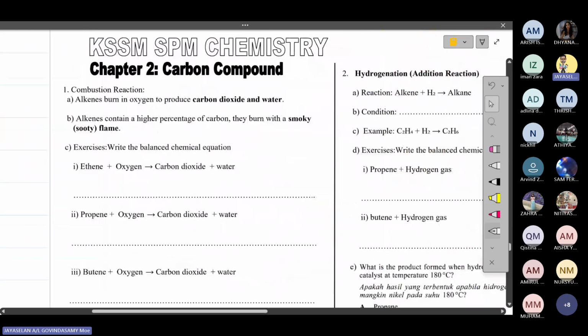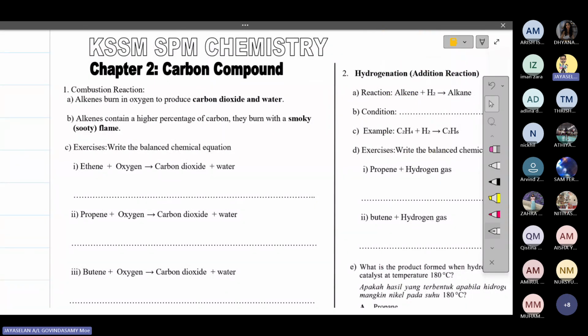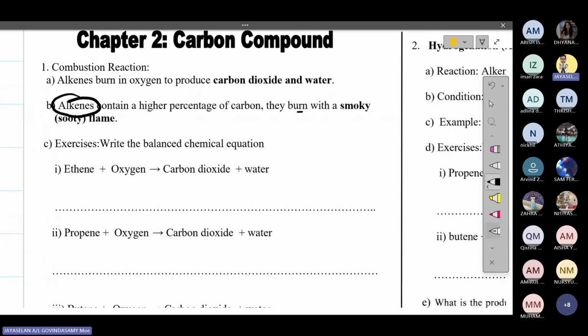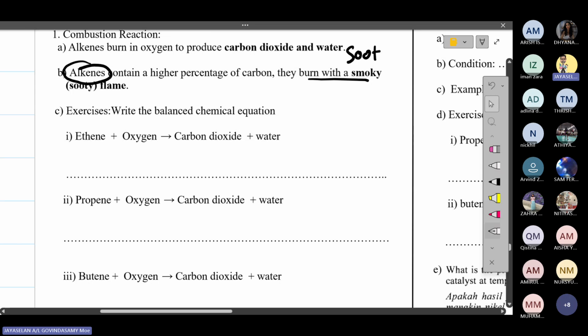Okay, now we go for the first reaction. Combustion. Combustion has one essay question. In the book also got, here also got. Okay, combustion. We have complete combustion and incomplete combustion. Remember, alkene burns with a smoky flame. Why? Because it is an unsaturated hydrocarbon, so it will produce a lot of soot. Soot is a black powdery substance, which is carbon.